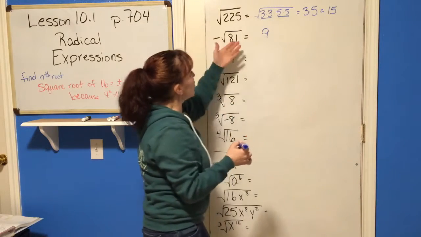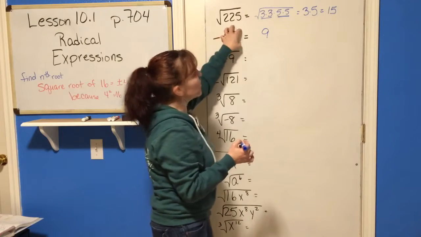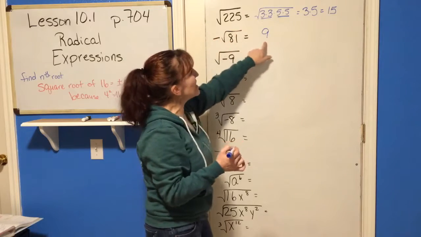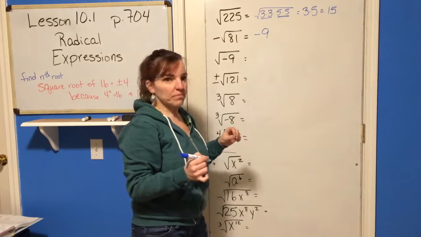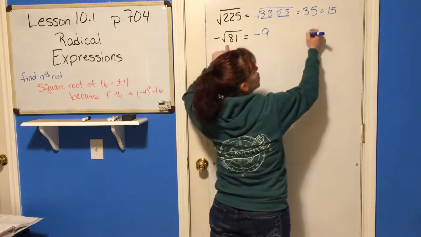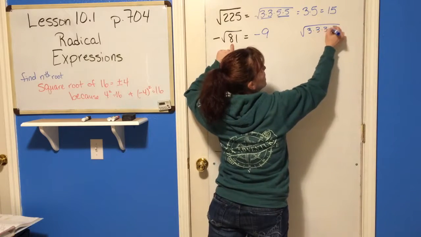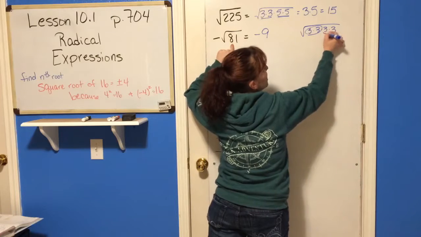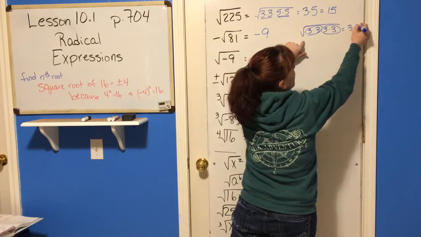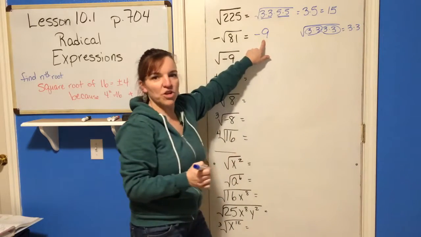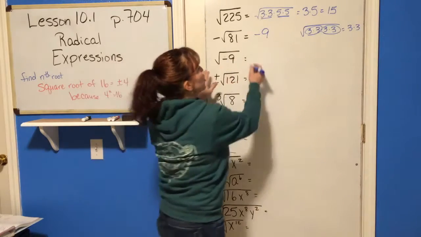Now, if you've got the negative on the outside of your square root, what this is saying is I want the opposite of whatever this square root is. So if the square root is 9, I want the opposite of it, so I want the answer negative 9. Okay? If you want to work it out, let me show you. So 81, if the tree is 3 times 3 times 3 times 3, you've got 1 set of 3s, 2 sets of 3s. So 3 times 3 is 9. That's where 9 comes from. 9 is simply 3 times 3.